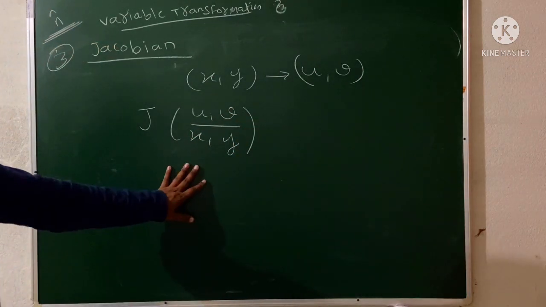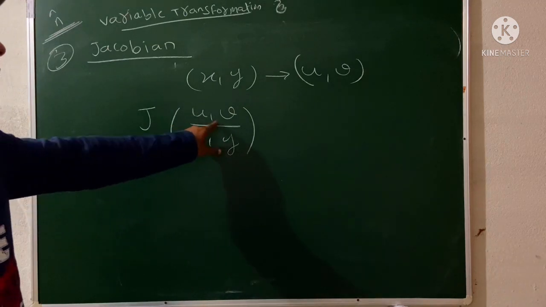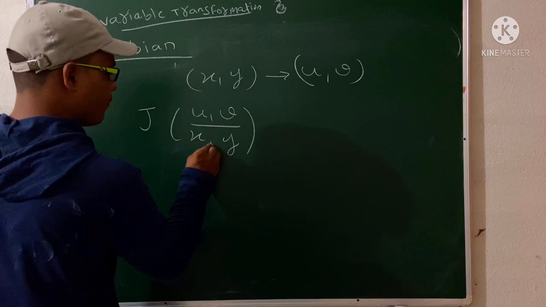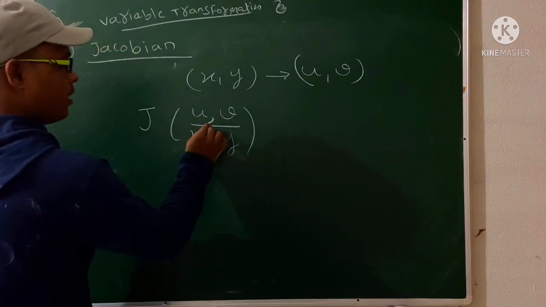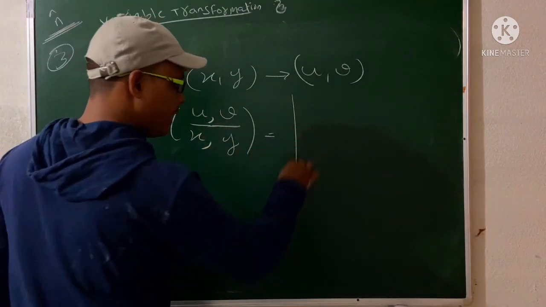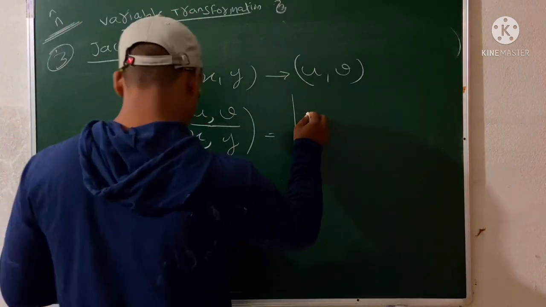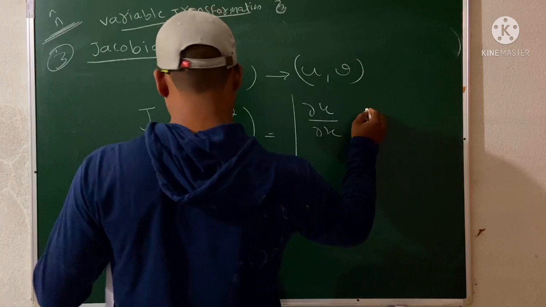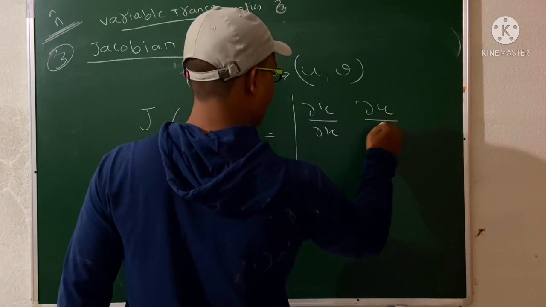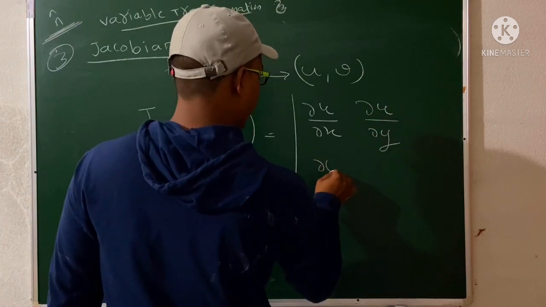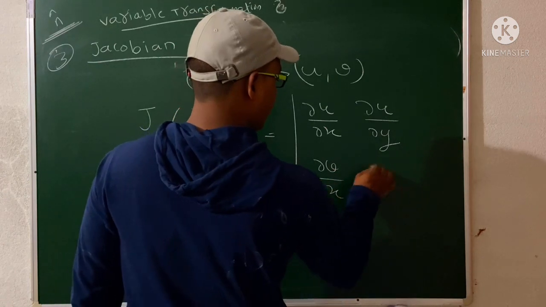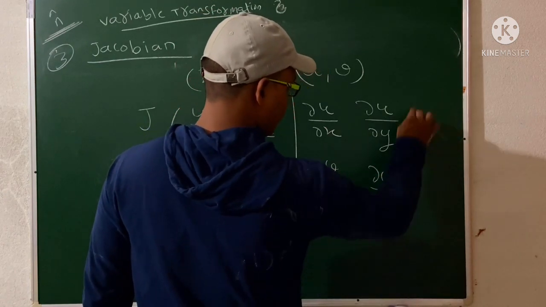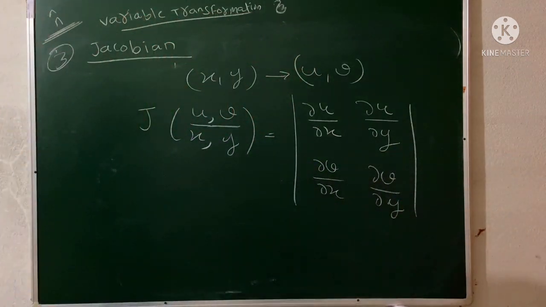So this is the notation, how you write it: u comma v divided by x comma y. How will the Jacobian be found? Take the determinant: the partial derivatives del u by del x, del u by del y, then del v by del x, then del v by del y. So this is the Jacobian you have to find.